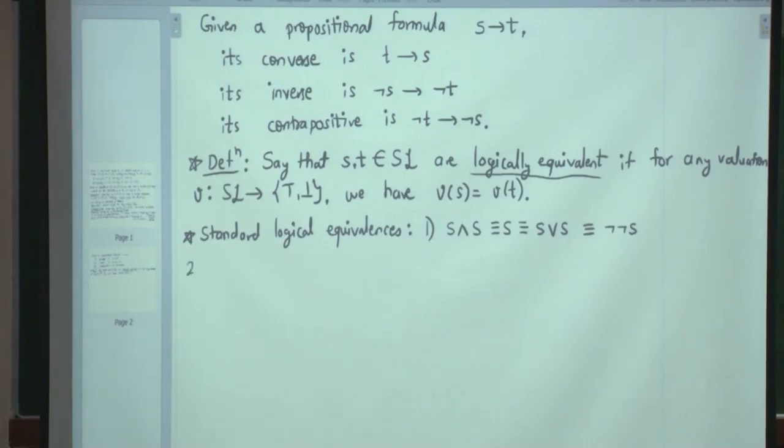Good. Second, parentheses played a very important role until now. But when we are just talking about one binary operation, then we don't really need to care about parentheses. Of course, S conjunction T conjunction U and S conjunction T conjunction U with different bracketing are not equal because they differ in parentheses. These are not syntactically equal, but they are logically equivalent. Correct?